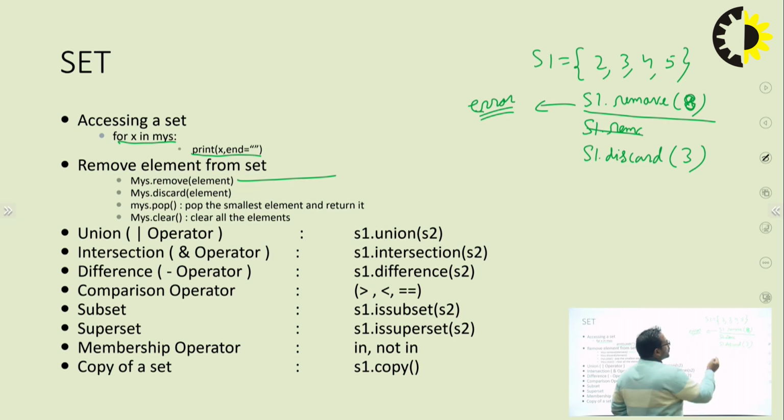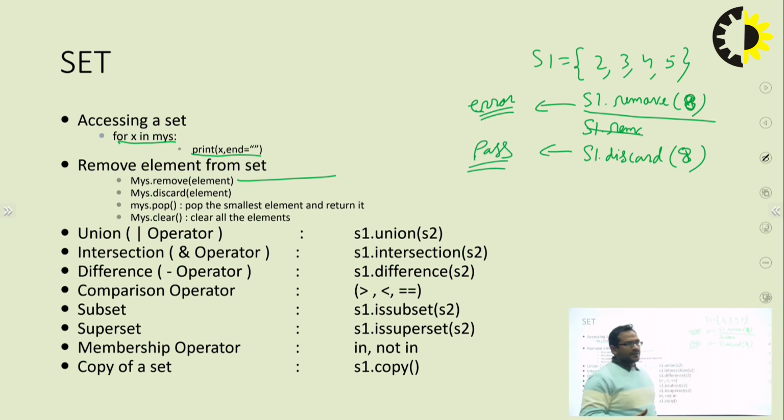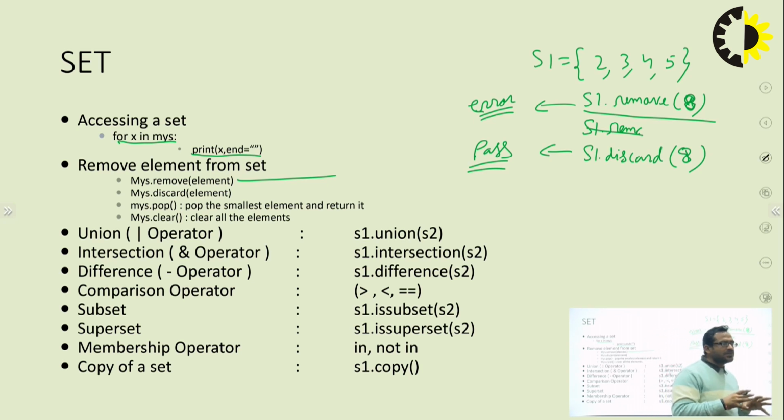And if I'm talking about discard, so if you are going to delete 8 and 8 is not in the particular set, it just passes. It is not showing any error, right? If the element is found, it removes it. If the element is not found in the set, it just passes. It is not giving any kind of error here. That is the difference between the remove and discard functions.